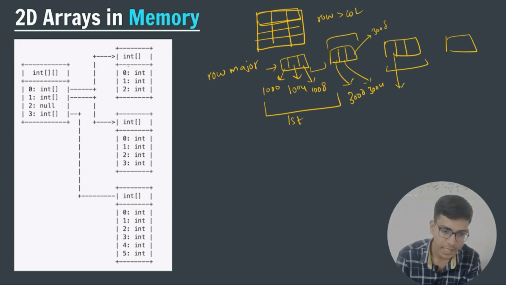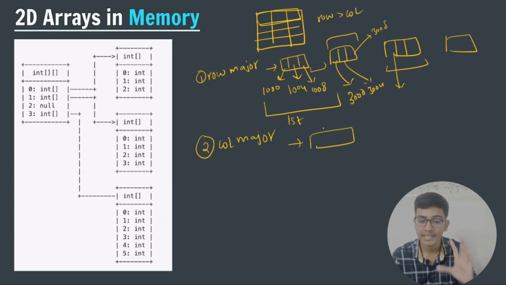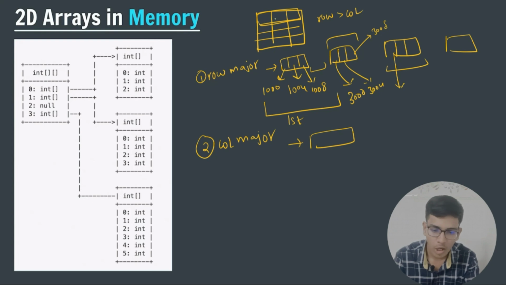This is the first scenario we will have. After it, in the second scenario, column major. So in column major, if the number of columns is greater than the number of rows, then the memory allocation takes place for columns. So I am writing in the form of rows, but these are actual columns. So here the columns are 3, right?